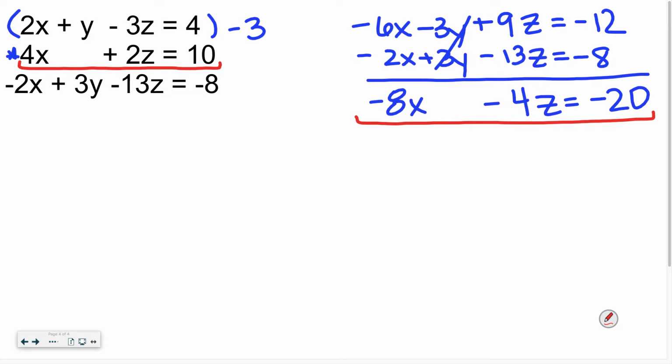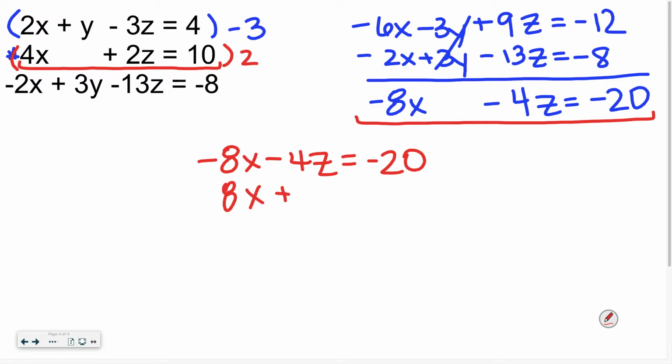Okay. Do you want to do that by elimination? Okay. So let's take this equation here. We have -8x minus 4z equals -20, right? If we want to eliminate z, Nathan, what would we need to multiply this equation by right here? -2. Oh wait, it's just 2. Just 2. Okay. And if we multiply that second equation by 2, we get 8x plus 4z equals 20. What happens? They all cancel.